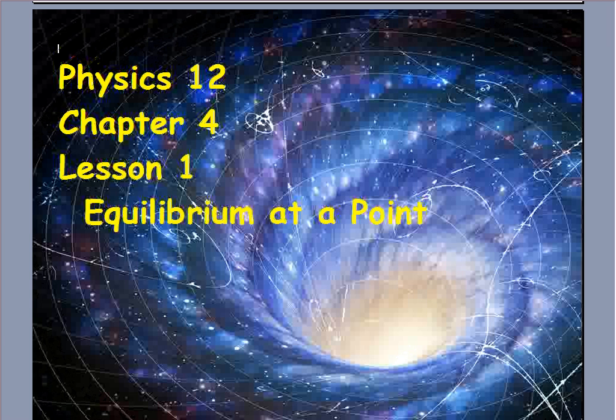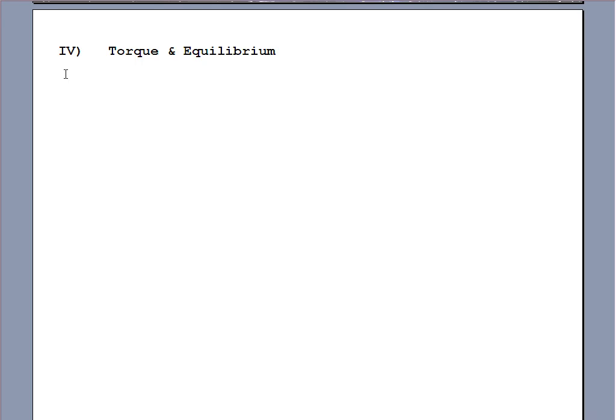This is the first lesson for Chapter 4, which is all about what we call torque and equilibrium for Physics 12. And in this lesson, we're going to take a look at something called equilibrium at a point. For this unit, this is our fourth unit now of physics. For equilibrium at a point, the key strategy for finding solutions is to balance forces.